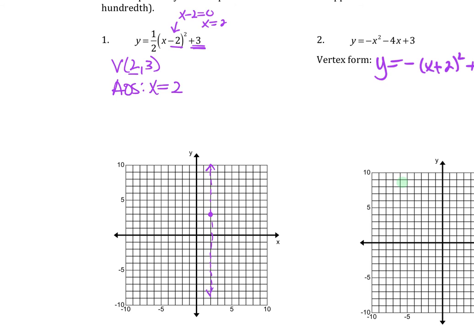So next we find the y-intercept. I'm going to find the y-intercept by plugging in 0 for x and solving for y.